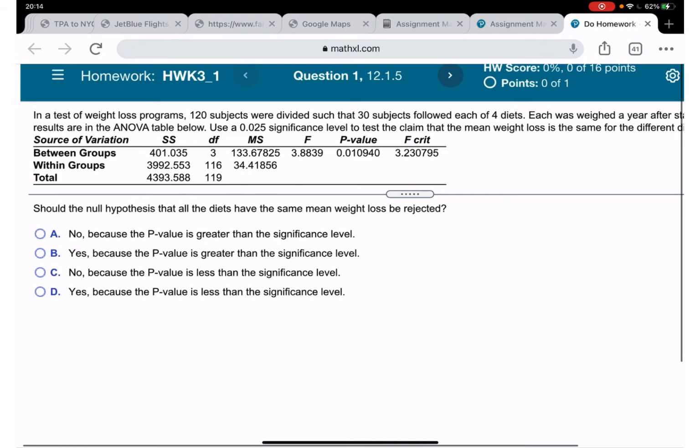Okay, so to be able to draw a conclusion about the claim, we are going to take our p-value, right? The p-value is 0.01, and our alpha significance level is 0.025, which is 2.5%. So 1% versus 2.5%. What conclusion can we draw?